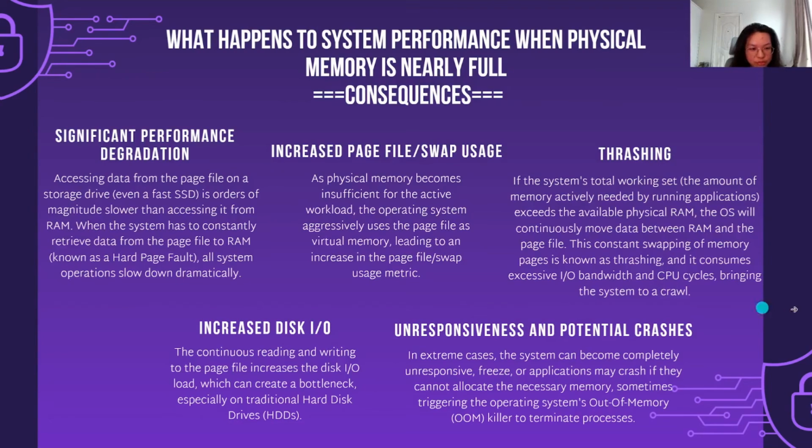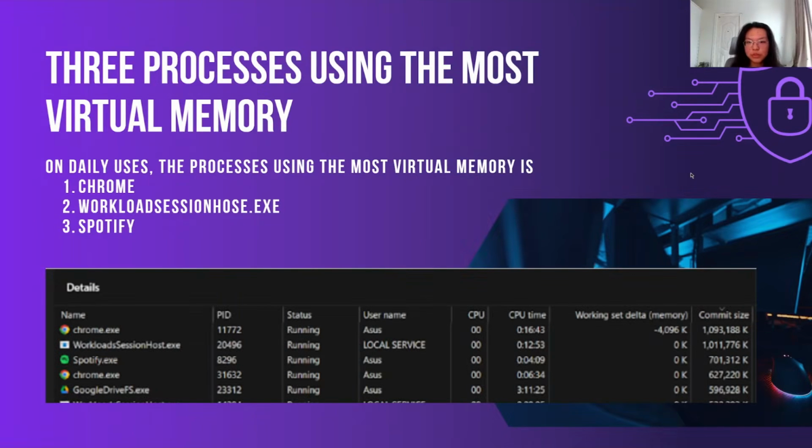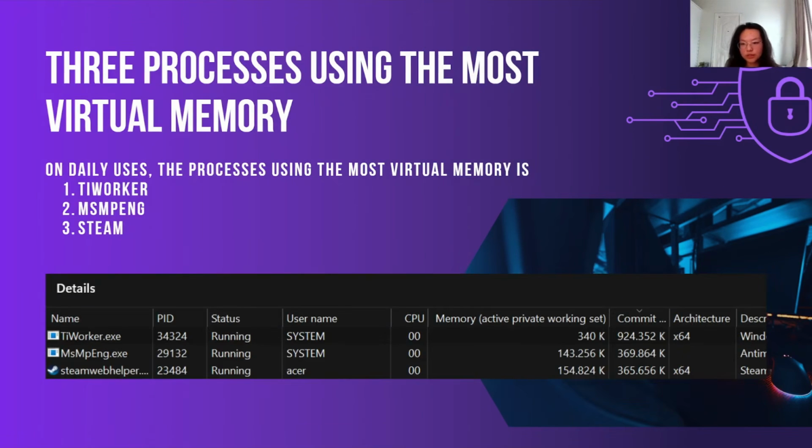failing. Next is the 3 processes using the most virtual memory. So for this one, we just open Task Manager and sort descendingly on the commit size. So for the first system, the ones that use the most virtual memory are Chrome, Workload Session Host.exe, and Spotify. For this one, it's TiWorker.exe, MsMpEng.exe, and Steam.